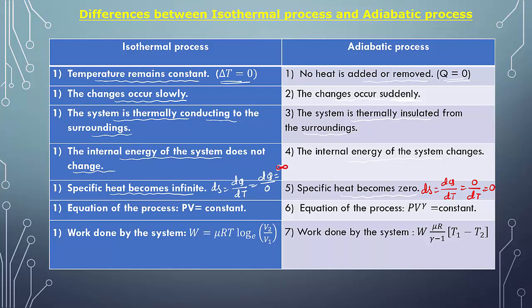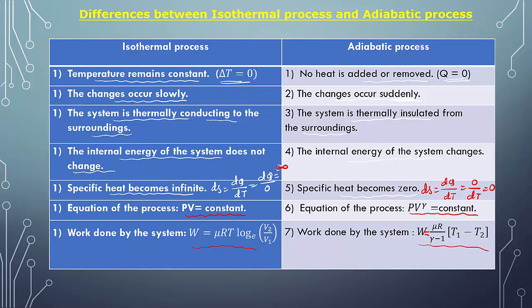Right? Then the next point: equations of the process. In isothermal process, we use PV equal to constant. In adiabatic process, we use PV raised to gamma equal to constant. Then the last difference, the final equation: total work done by the system is given by W equal to mu RT log V2 by V1 to the base e, or you can write 2.303 mu RT log V2 by V1 to the base 10. And for adiabatic process, work done by the system is given by W equal to mu R divided by gamma minus 1 into T1 minus T2.